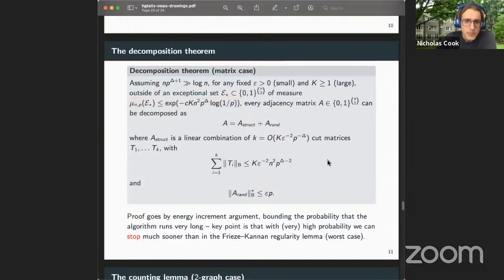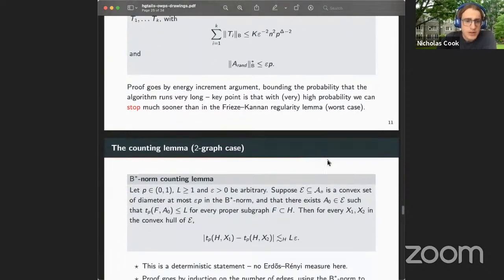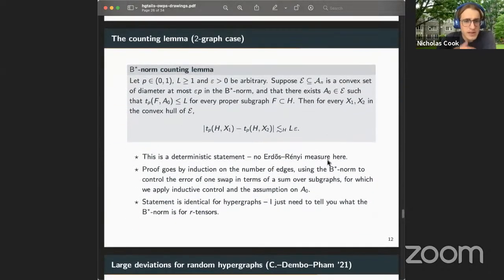Okay. All right, so this is a decomposition theorem for these norms, and then we have a counting lemma to go with it. This is very similar to the one for the spectral norm, and it basically says that if you're on a convex set that has small diameter in the B star norm, and you have some reasonable control on the number of homomorphism counts for all proper subgraphs of some point in this set, then these functions are well behaved on this set.